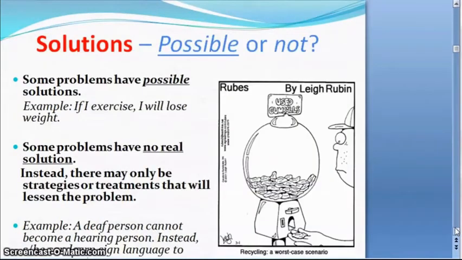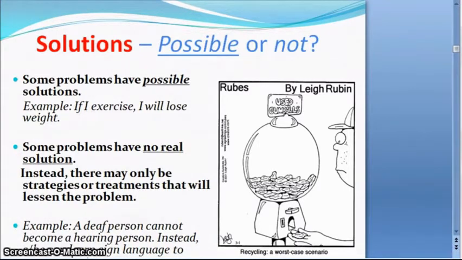Another important consideration when looking at problem-solution text structures is to understand what a solution is and isn't. For example, some problems have possible solutions, meaning, example here, if I exercise, I will lose weight. So a solution isn't necessarily a guarantee when it's offered that it's going to solve the problem, but it's believed and possible that it could do so.